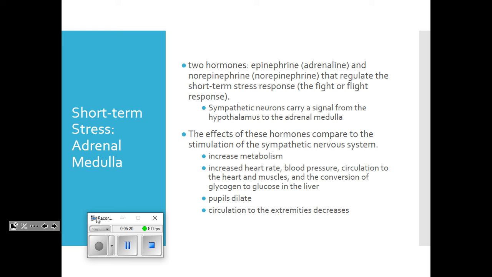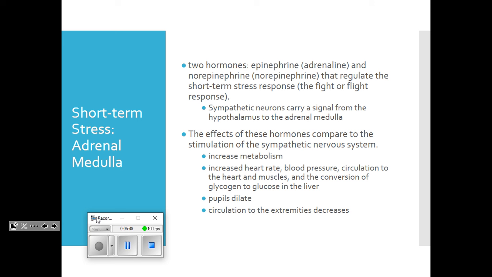They regulate the short-term response to stress. The short-term response to stress is part of your fight or flight response. So if you think of the sympathetic nervous system, that's what's happening here. Sympathetic neurons carry a signal from your hypothalamus to the adrenal medulla, causing it to produce those substances, epinephrine or adrenaline, and norepinephrine or noradrenaline.